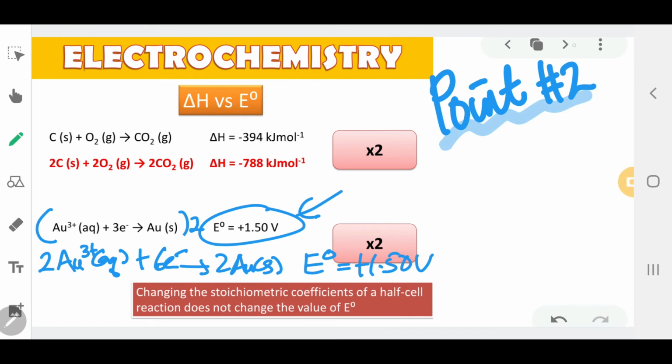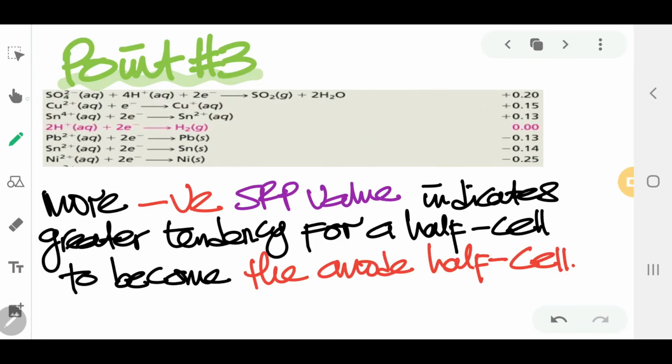Okay. Moving on to point number 3. So this one is slightly more complicated to be understood. But when you look at the table which I have in here, you have the SRP value for all of the reduction process here. Okay, so all of these are reduction process.